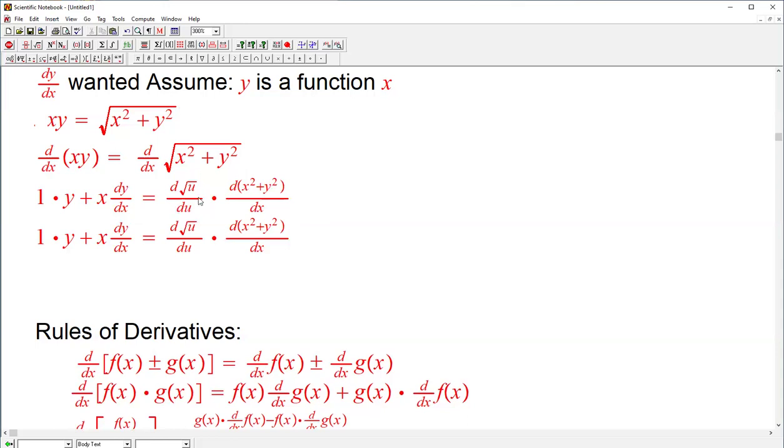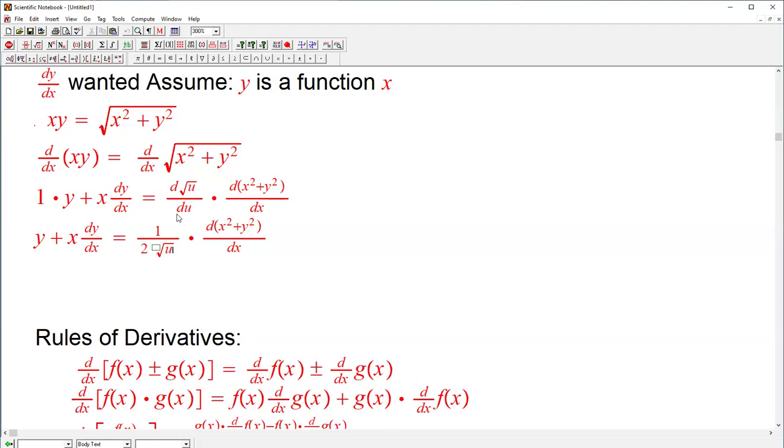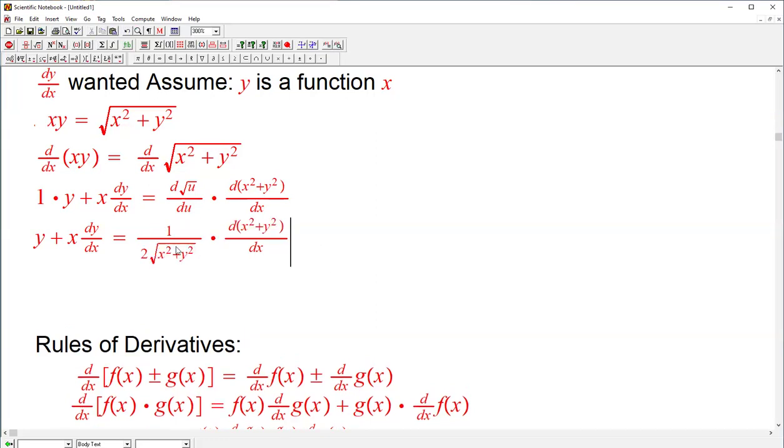Next step. 1 times y, we can remove the 1 times, it's the same thing. The derivative of square root of u with respect to u is 1 over 2 times square root of u, right? By this time, we can substitute x squared plus y squared into u. Okay, so that part is done.